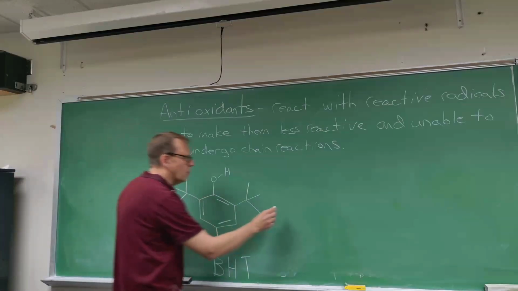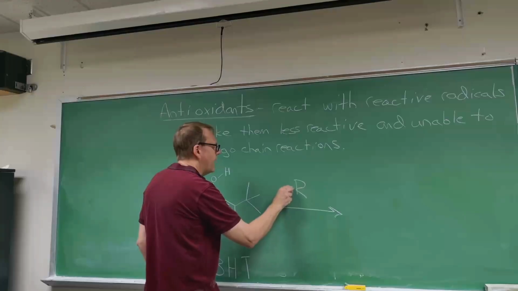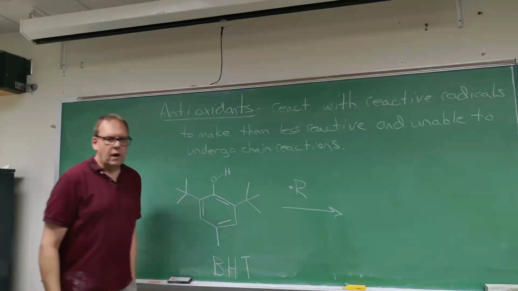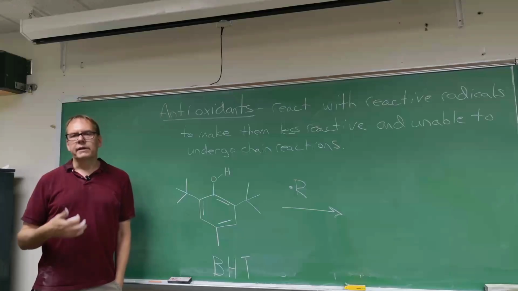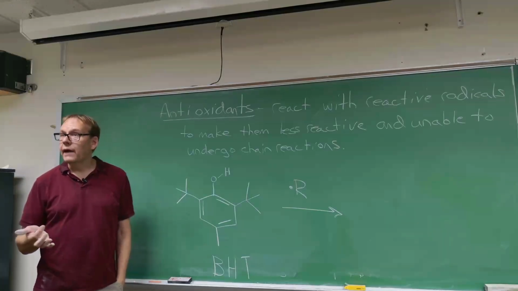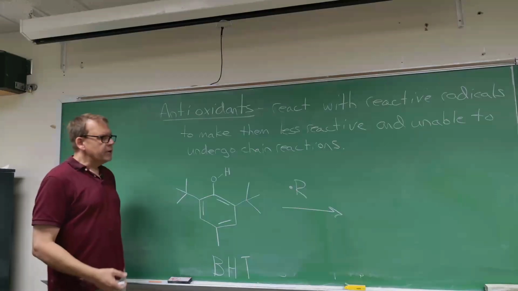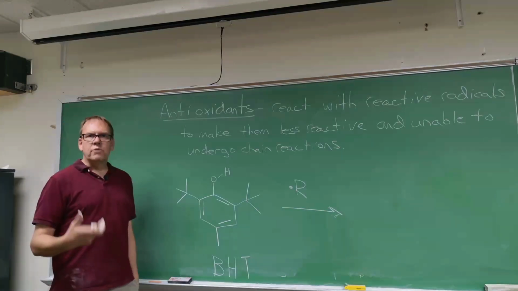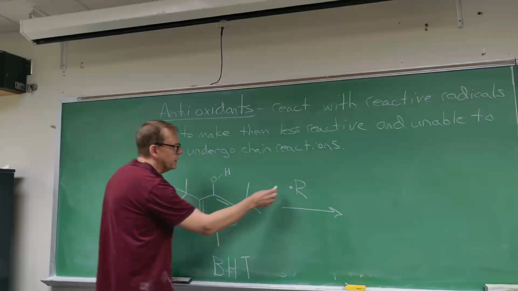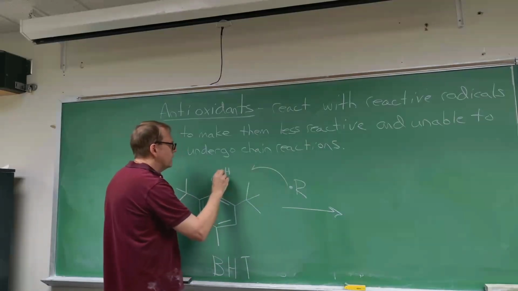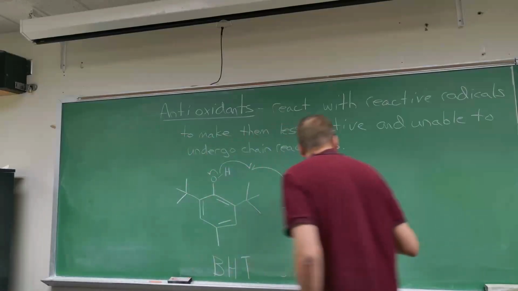So the way that this works is that if you have a reactive radical, I'm going to call this R dot. So imagine R dot is a reactive radical. Like it could be a Cl dot, could be an O dot. That's most often what it is. Could be a carbon radical, but some kind of reactive radical that's participating in chain reactions and causing lots of problems. Well, what can happen is that R dot can grab an H dot out of the BHT.